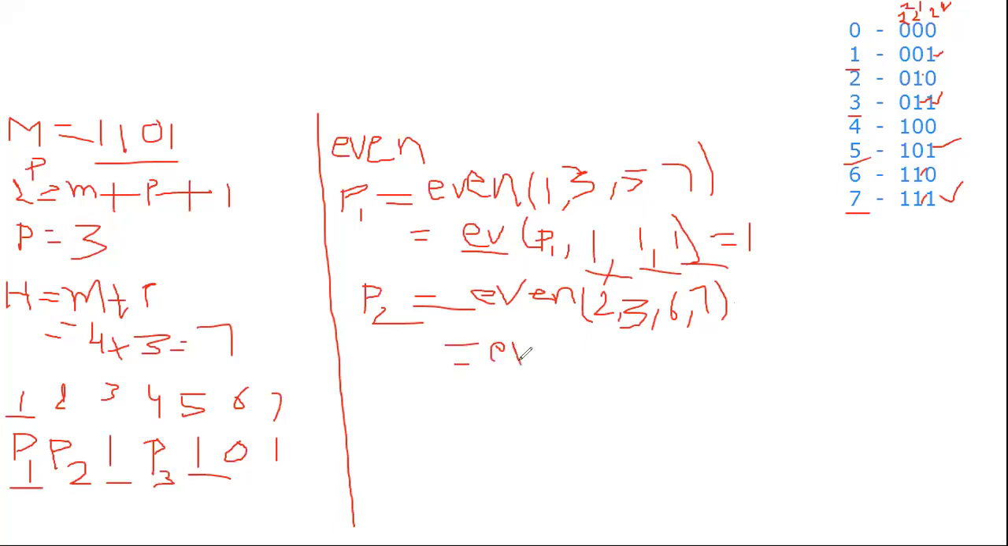Now take the bit positions from the Hamming code. So, even parity of the second bit. What is the second bit? P2 is the second bit. What is the third bit here? Third bit is 1. What is the sixth bit? 0. What is the seventh bit? 1. These bits are coming from here: 1, 2, 3, 4, 5, 6, 7. So P2, 1, 0, 1. How many ones are there? 1, 2. Two ones are there.